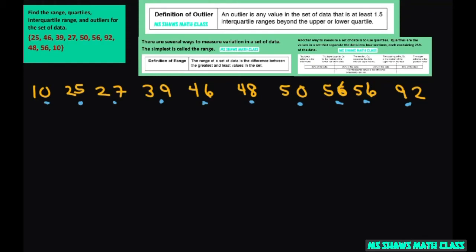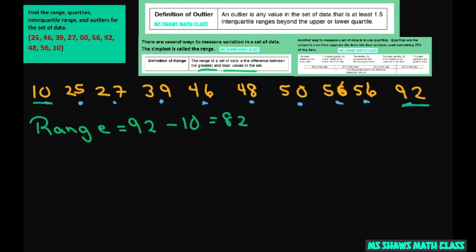Let's go ahead and do the range first. The range is the difference between your upper number, the greatest, and the least value. So the greatest is 92 minus 10, so that's going to be 82.